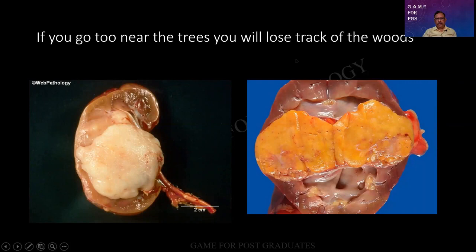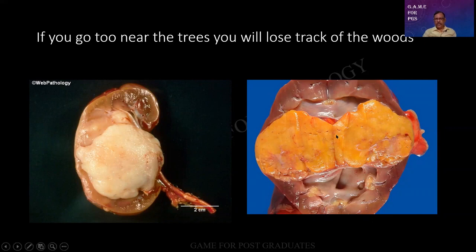If you go too near the trees, you lose track of the woods. So have an aerial view or a distant view. You will be able to make a diagnosis. So in this case, I am finding that there is a tumor which is bulging, which is homogeneous, which is fleshy, and not exactly in the pole. In fact, the mother would have been able to palpate this particular mass, so she takes the child to the doctor. This is the case of a Wilms tumor.